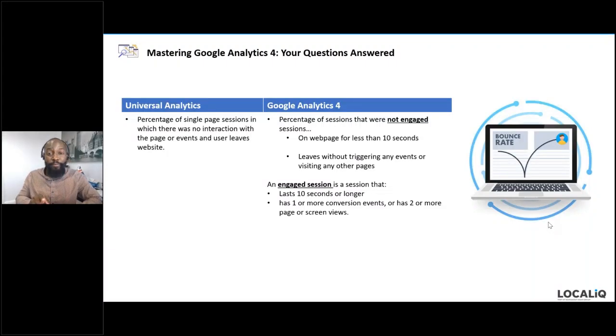But in GA4, Google simply puts users into 2 categories. Either they're not engaged or they're engaged. If a person is on your website for 10 seconds or less and leaves without triggering any events, then they're not engaged. But if a person stays on your website for more than 10 seconds and they trigger 1 or more events or pages, then they're considered to be engaged with your website, engaged with your business, engaged with your brand.